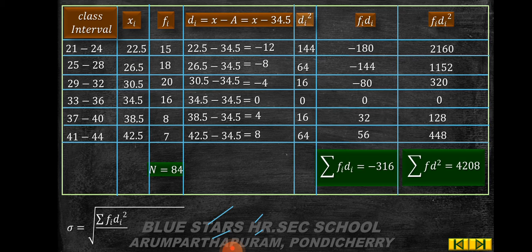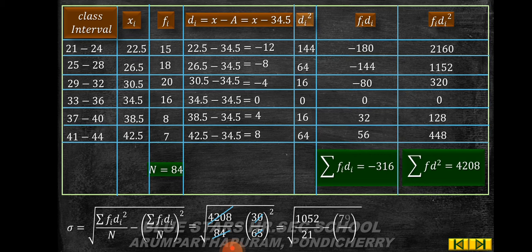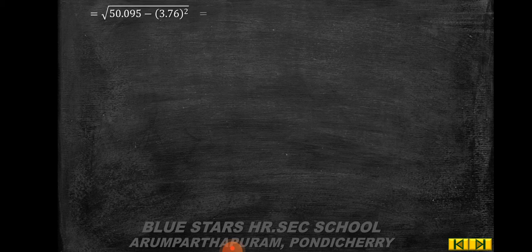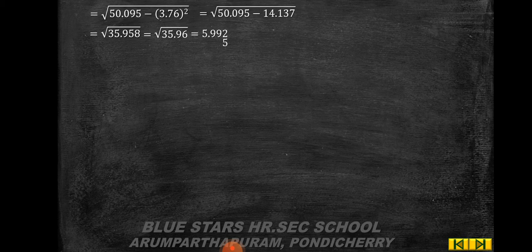Sigma is equal to root of summation fi di square by N minus summation fi di by capital N the whole square, which is equal to 4208 by 84 minus 30 by 65 the whole square, which is equal to 1052 by 21 minus 79 by 21 the whole square, which is equal to root of 50.095 minus 3.76 the whole square, which is equal to root of 50.095 minus 14.137, which is equal to root of 35.958, which is equal to root of 35.96.